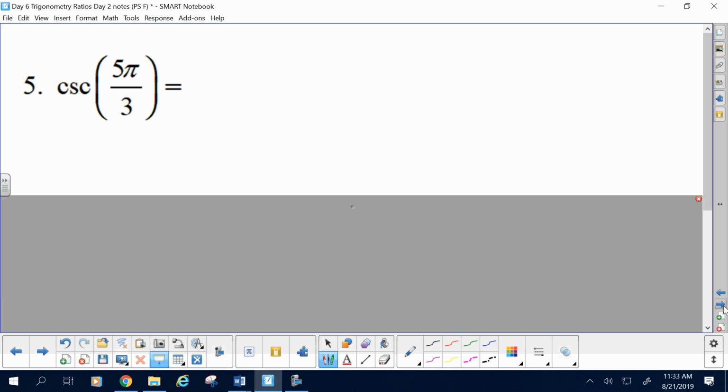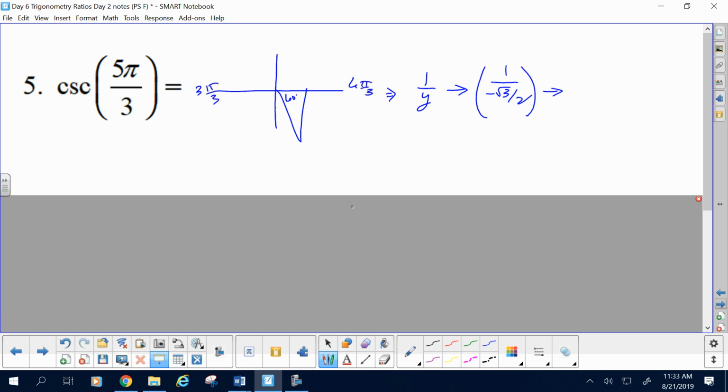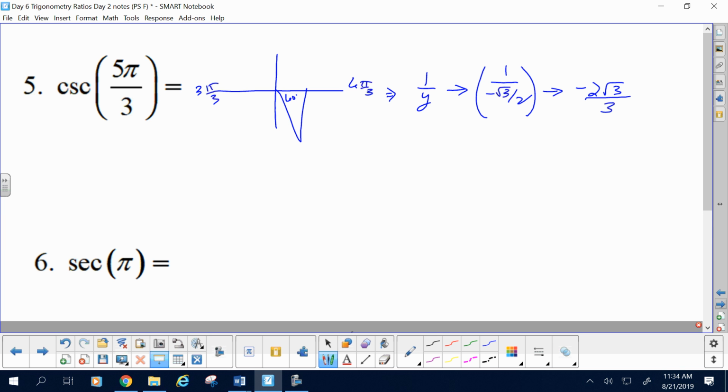Cosecant of 5 pi over 2. I'm big on memorization, but in order to save time, do you remember what that eventually cleans up to? 2 root 3 over 3. It's sometimes common for people to say over 2 there, which is silly because the 2's cancel, that's not right. All right, how about secant of pi?